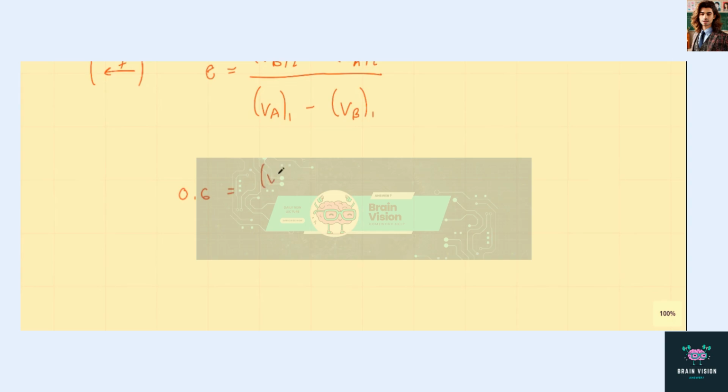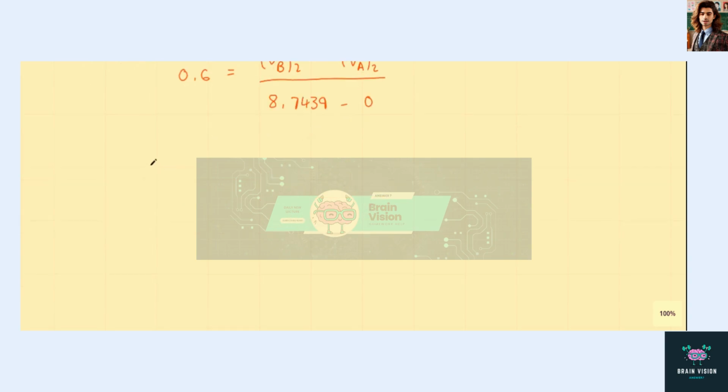And this is equal to VB2 minus VA2, both of which are still unknown, over 8.7439 minus 0. And so we can again rearrange this equation, and we find that VB2 minus VA2 is equal to 5.2463. And we'll call this equation 2.